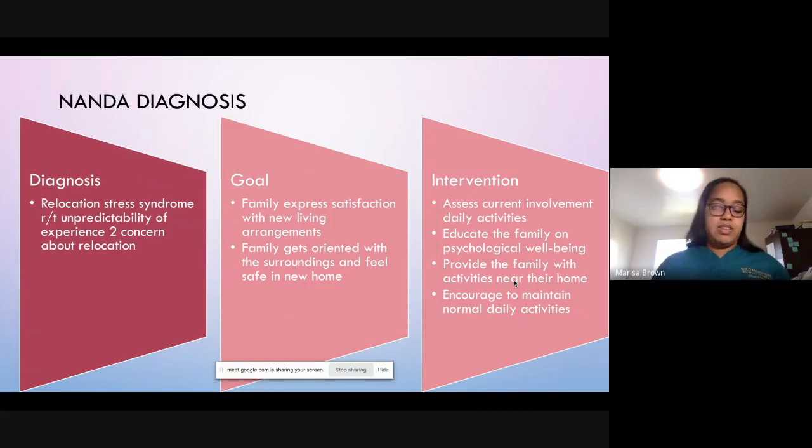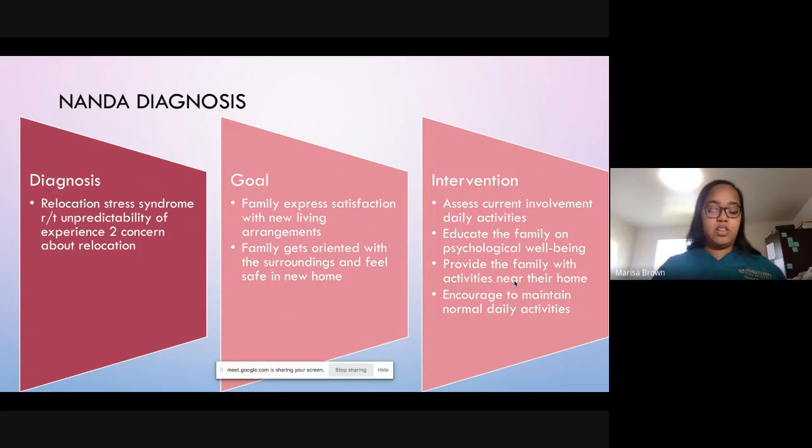I have come up with this family is relocation stress syndrome related to unpredictability of experience secondary to concerns about relocation. The goal of the family is to express satisfaction with living with the new living arrangements. Family gets oriented with surroundings and feels safe in the new home.